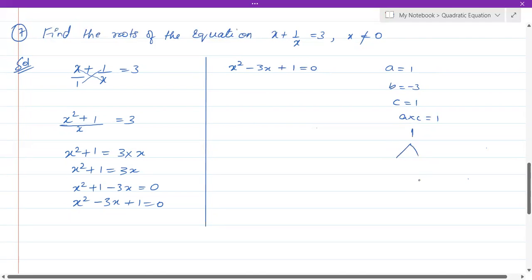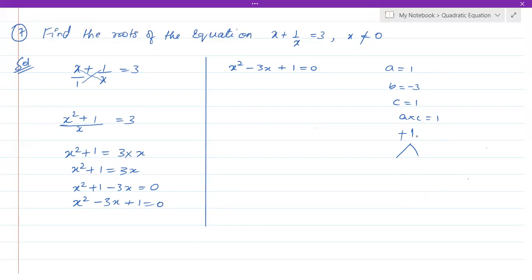Now, coming to this, if you multiply two numbers, you should get 1. And if you add them, you should get 3. Is there any such number as such? No, isn't it? You won't get it. Then we cannot solve all the problems by factorization method, isn't it? That's what we are understanding in this problem.